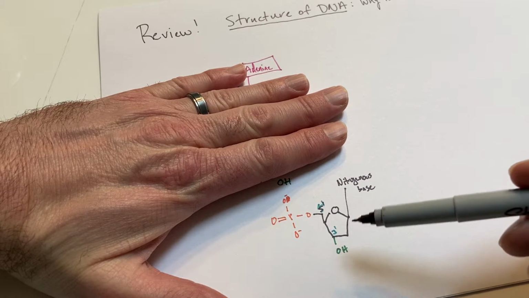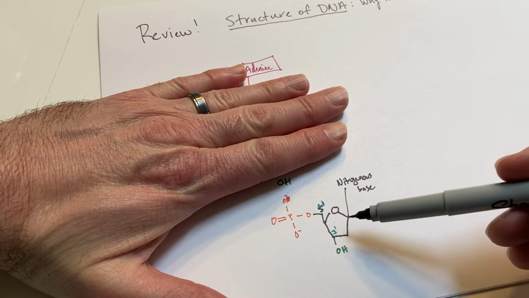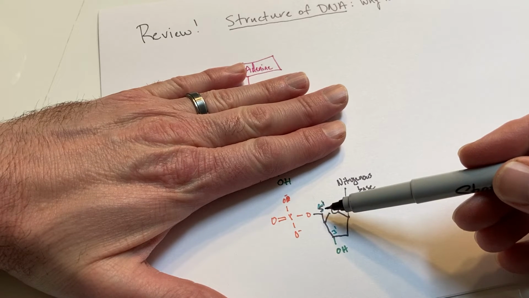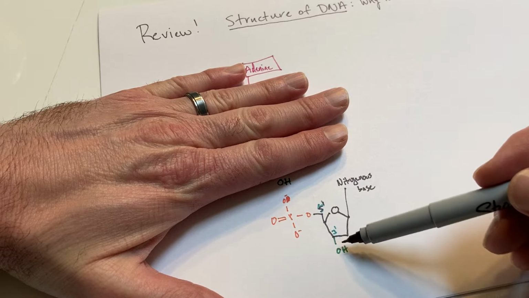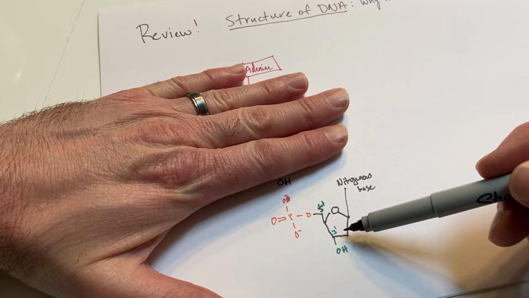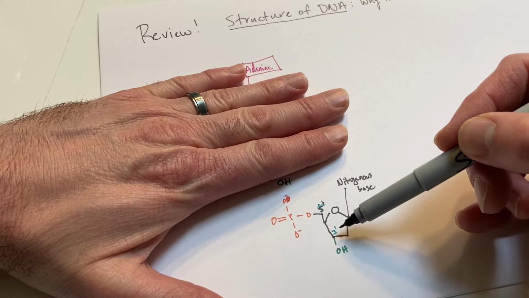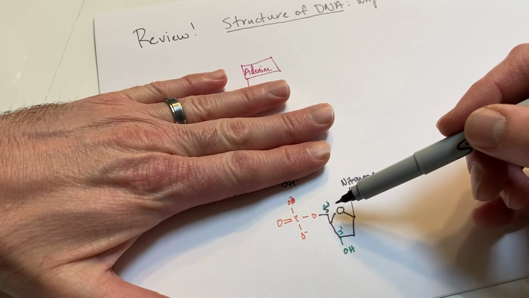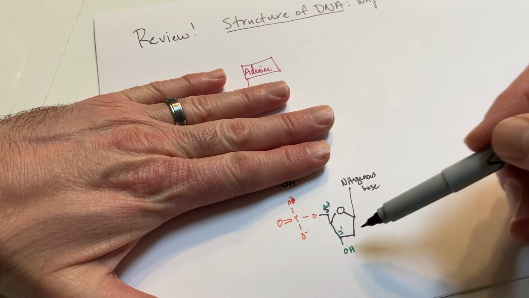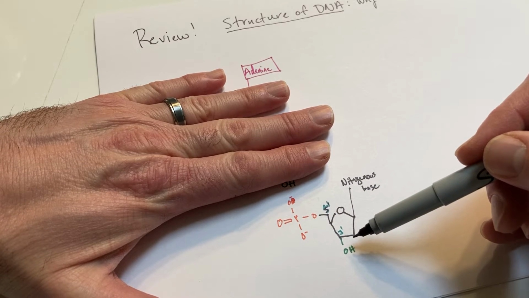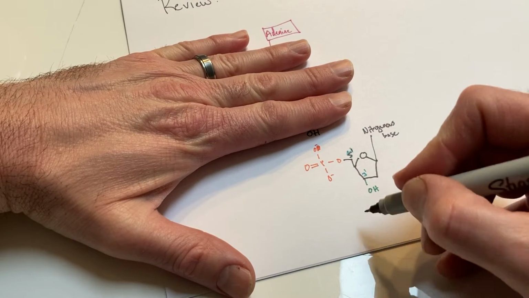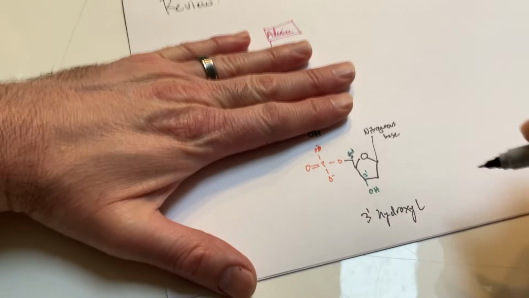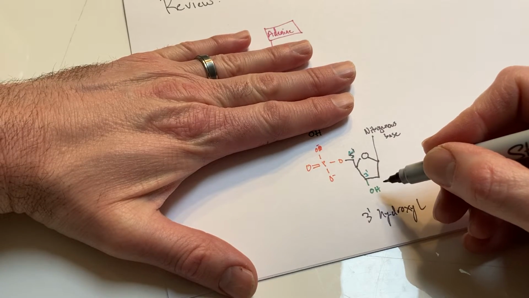deoxyribonucleotide is a 5-carbon sugar. So we've got the 1', 2', 3', 4', and 5' carbons. And then there are two very special functional groups that are hanging out off of this 3' carbon here that I've labeled and the 5' carbon. All right? So if you remember your organic chemistry, off of the 3' carbon is the 3' hydroxyl. So I'm going to write that down right here. 3' hydroxyl. Right? That's that OH right there.